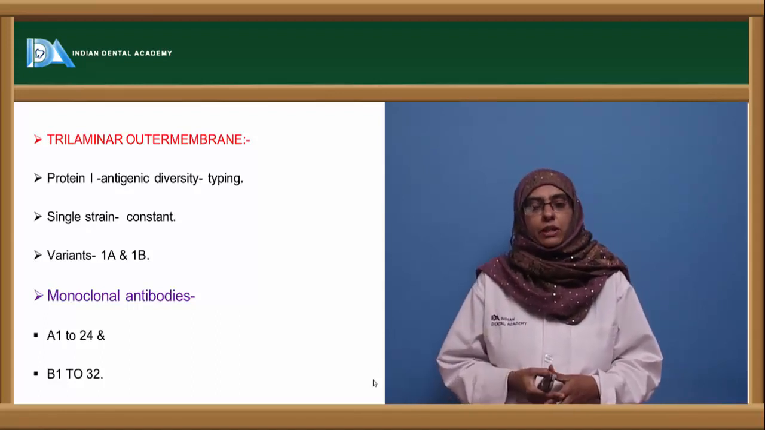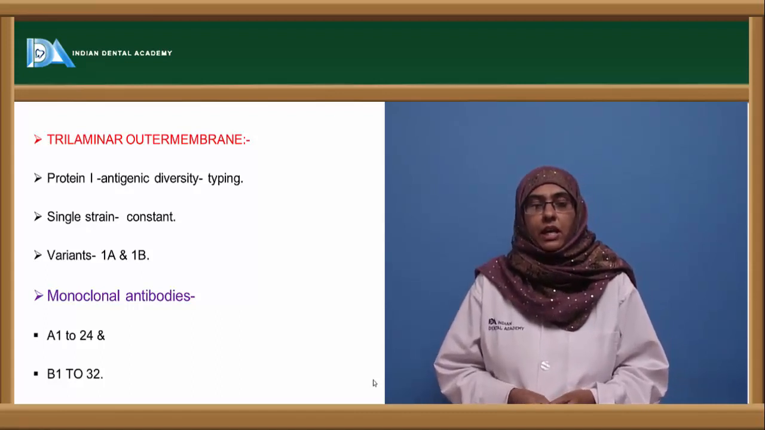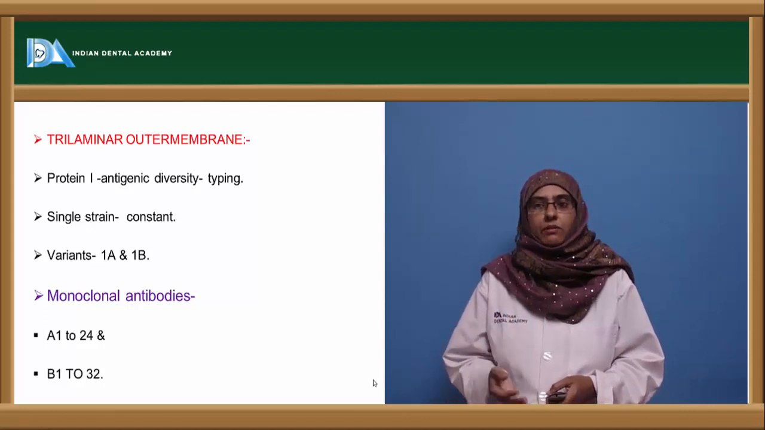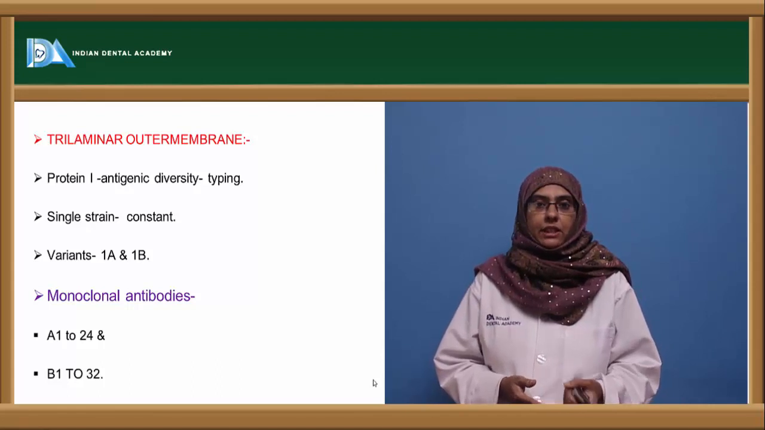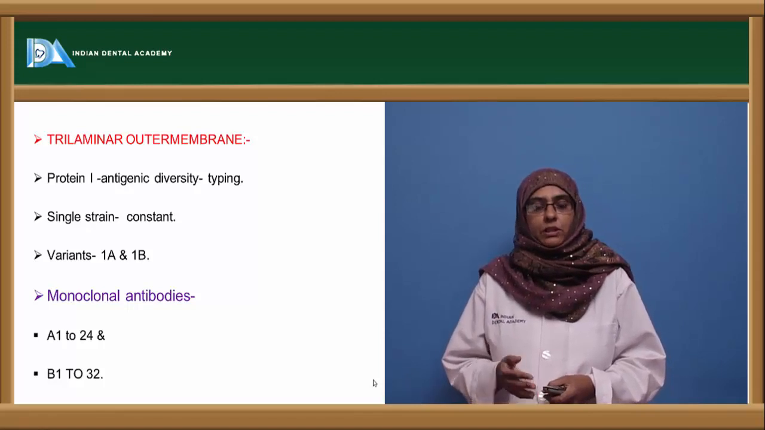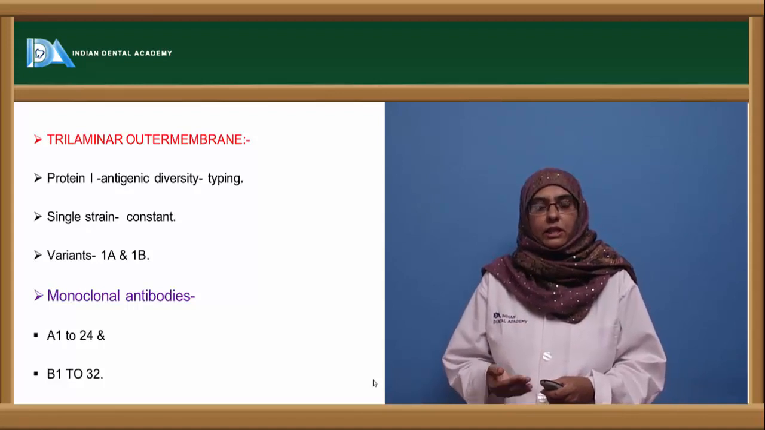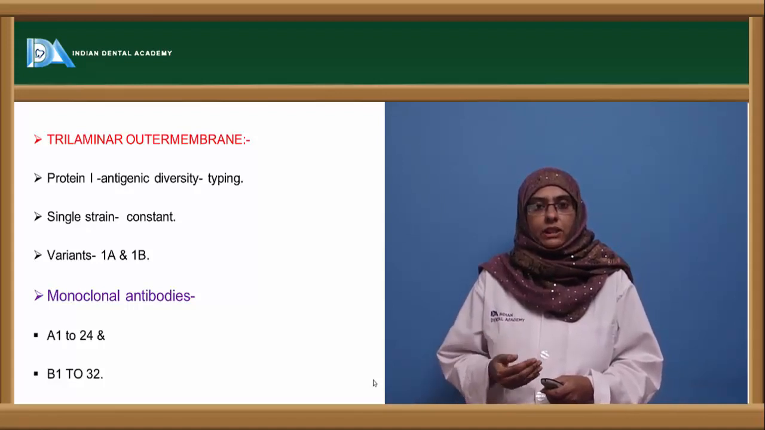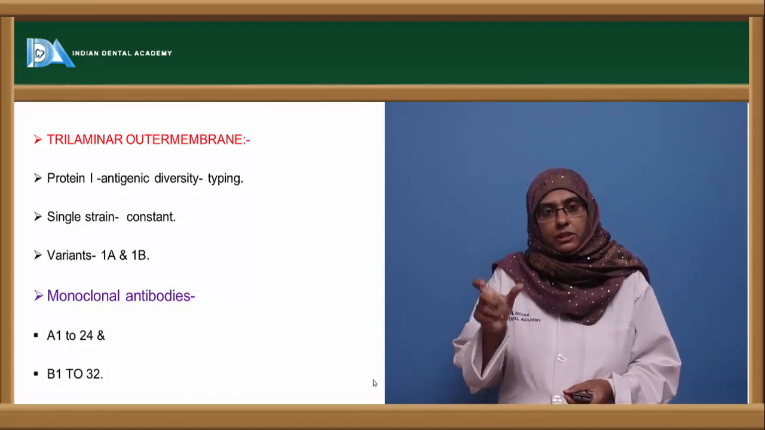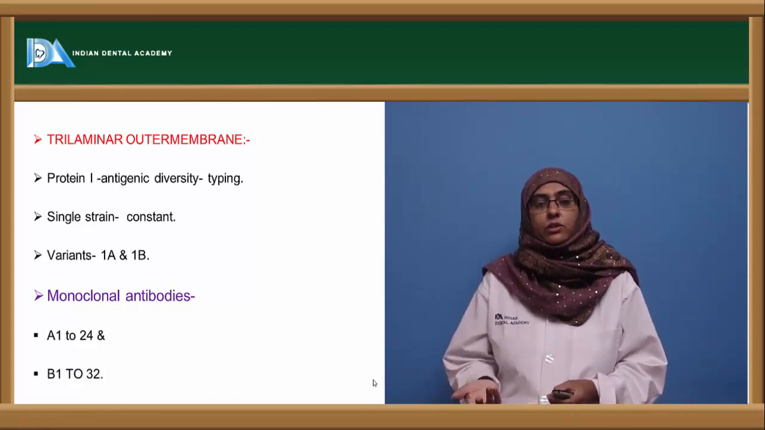Coming to another important type of antigenic character expressed by this organism, it is a trilaminar outer membrane protein. This in turn contains other different types of protein. The first protein is protein 1, which shows antigenic diversity, and this property helps in typing of the organism. Based upon this protein, you are able to type the different groups of Neisseria gonorrhoeae, and a single strain will contain a constant type of protein, whereas a different strain will contain different types of protein. So based on these characters, we can group the Neisseria gonorrhoeae organism, and there are variants of this protein.